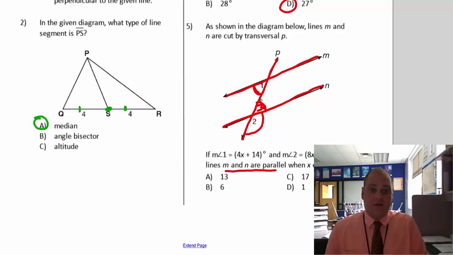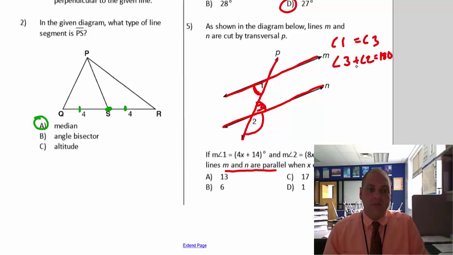Angle 1 would equal angle 3. They're alternate interior. And then angle 3 and angle 2 are supplementary. They add up to 180. So if 1 and 3 are the same, and 3 and 2 add up to 180, then 1 and 2 must also add up to 180. Again, 1 equals 3. I'm just going to write that down. Angle 1 equals angle 3. Angle 3 plus angle 2 adds up to 180. So if I substitute angle 3 in for angle 1, angle 1 plus angle 2 equals 180.